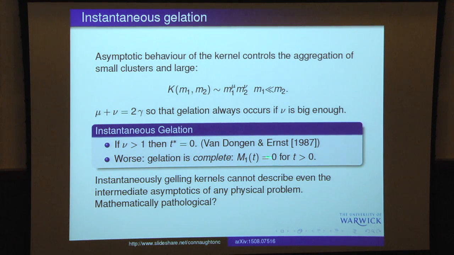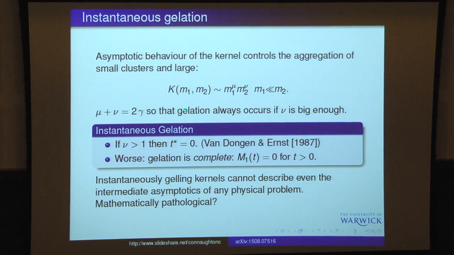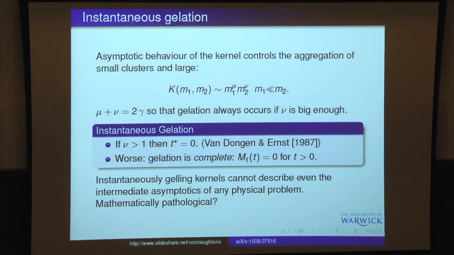So what these guys found: we have this mu plus nu is 2 lambda. So this gelation transition happens when 2 lambda equals 1.